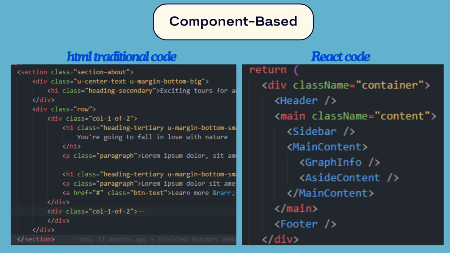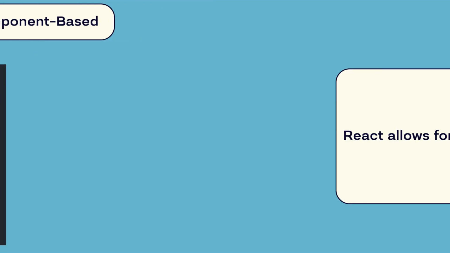So that's just one, and you can look at this snippet now. The first one is a snippet of how your HTML code looks, and the second one is of how React does it using components. So the header, sidebar, main contents, graph info, and the likes are each components, and they can be reused in different parts of the web application as needed.